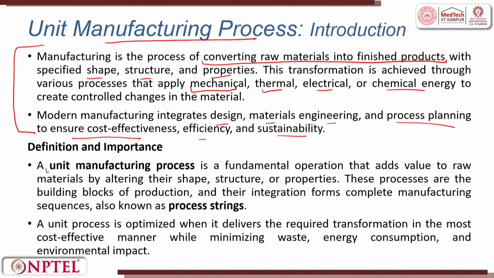So unit manufacturing process is a fundamental operation. The word fundamental is very important here. It is a fundamental operation that adds value to raw materials by altering their shape, structure, properties. These processes are the building blocks of production, and their integration forms complete manufacturing sequences, also known as process strings. So this is also known as a line, or I will better call it a production line.